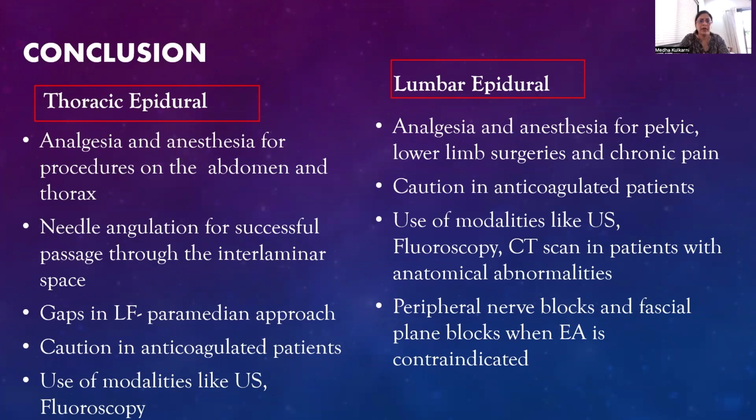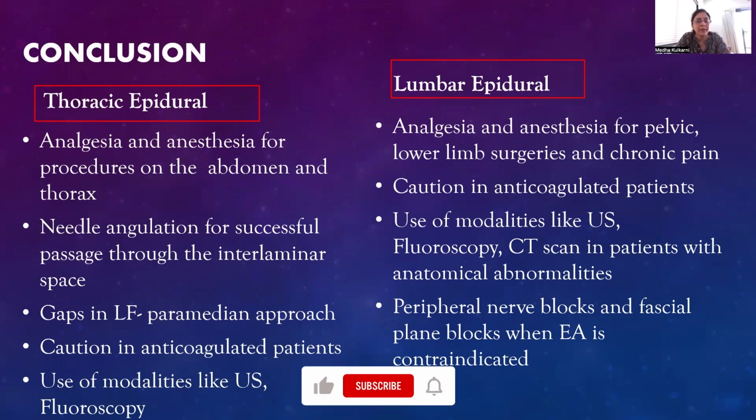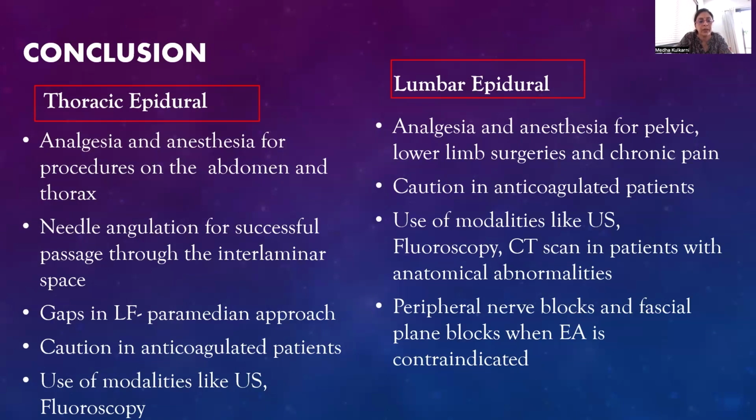So to conclude, thoracic and lumbar epidurals can be used for analgesia and anesthesia for procedures on the abdomen, thorax, lower limb, pelvis, and also for chronic pain. For thoracic epidural, the angulation of the needle is very important for a successful passage through the interlaminar space. Always remember the gaps in the ligamentum flavum, particularly in the thoracic region. These gaps are mostly found from T10 to T12, so this is the area where they are most commonly found. Hence, a paramedian approach would be better for doing a thoracic epidural.